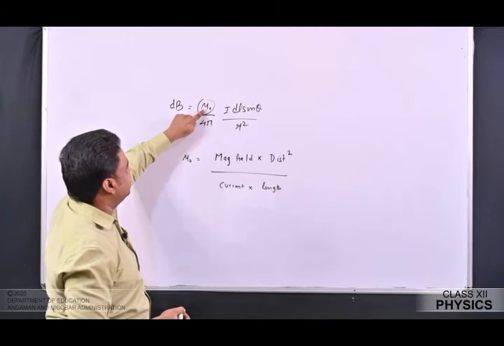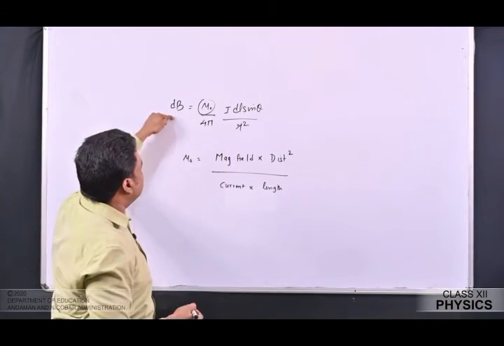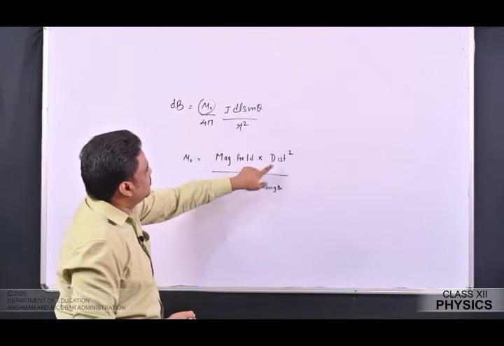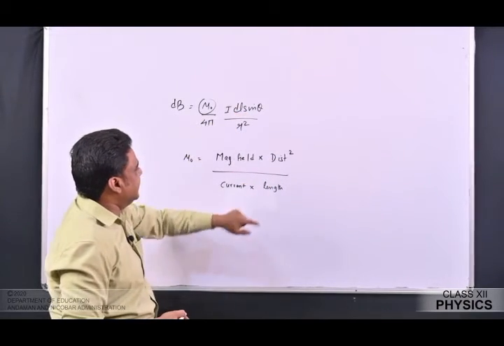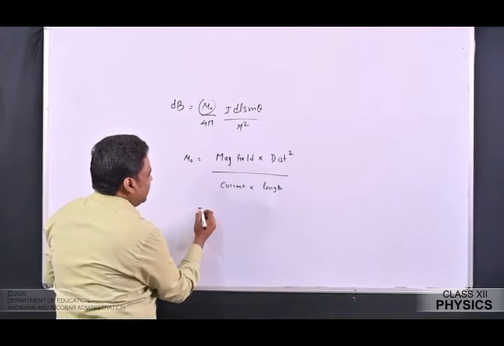I want the unit for mu naught. So mu naught will be dB into r square, where dB is magnetic field and r square is distance square. This I and dl move to the denominator. I is current and dl is length. So just put all the values.